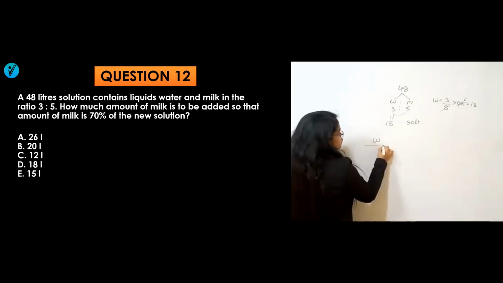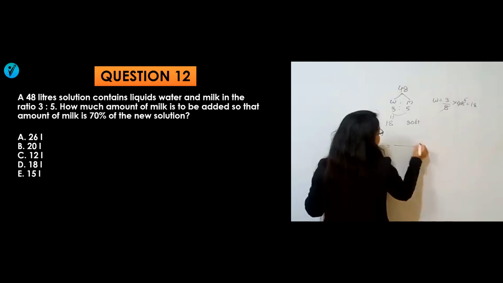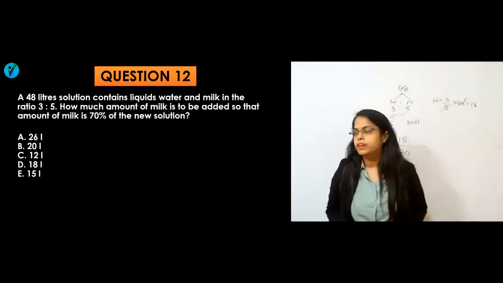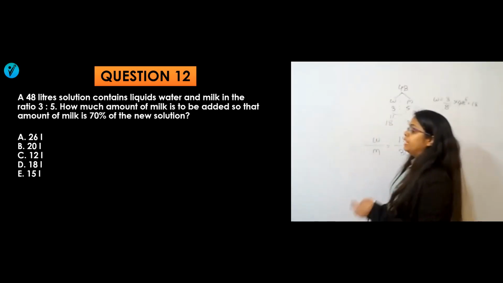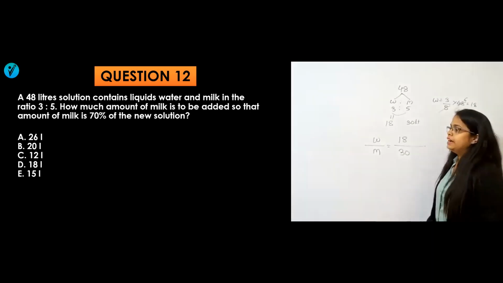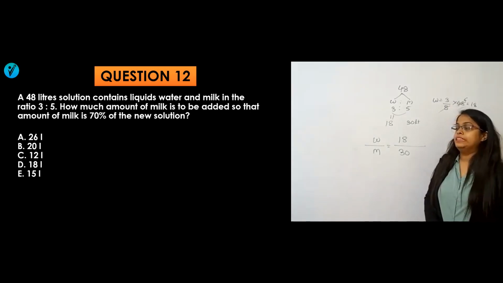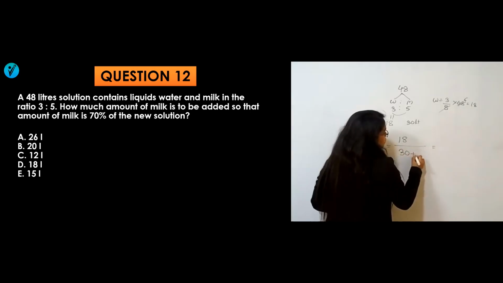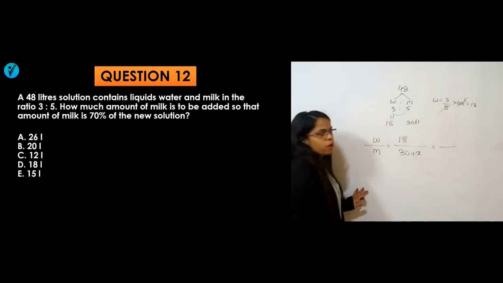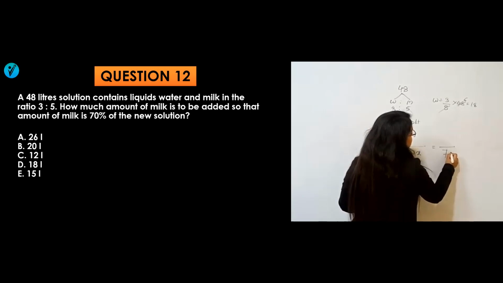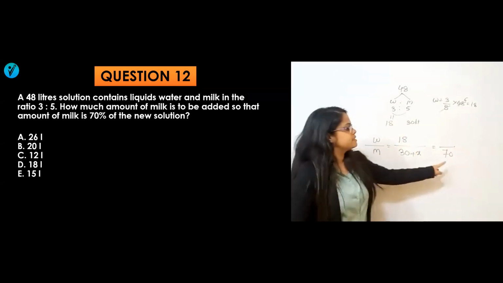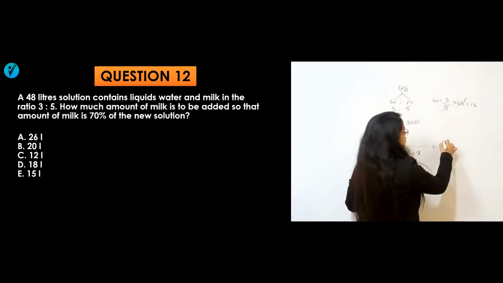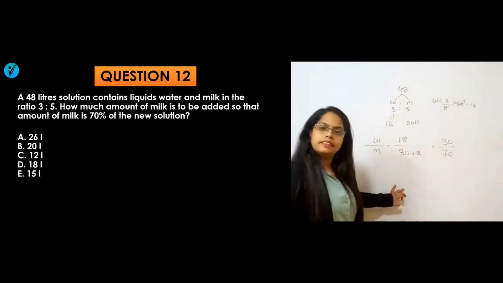So if you write down this ratio water by milk, initially water is 18 and milk is 30. Then what are they saying? How much milk is to be added so that the amount of milk is 70% of the new solution? So how much should we add? The milk should be added so that the new amount of milk will be 70% of the new solution. If milk is 70%, water will be the remaining 30%. That means the ratio will be 3 by 7.